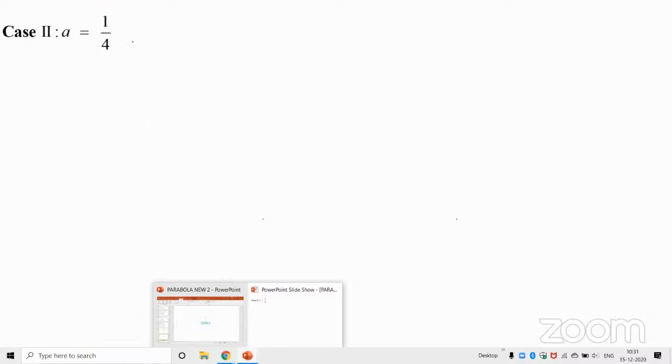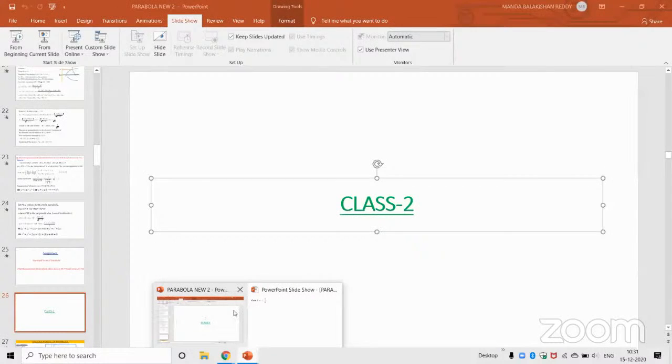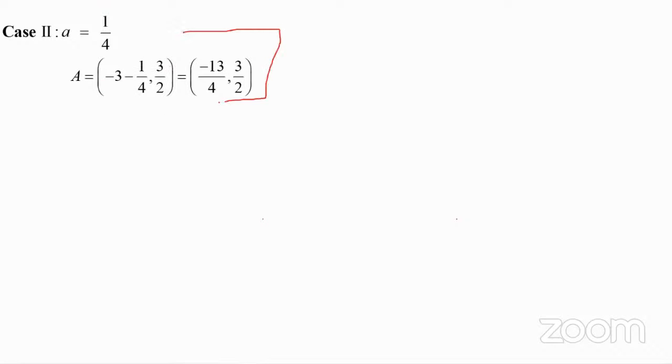If a equals minus 1 by 4, then this is case 2. The vertex can be changed as minus 3 comma minus 1 by 4, 3 by 2, then you will get this one.